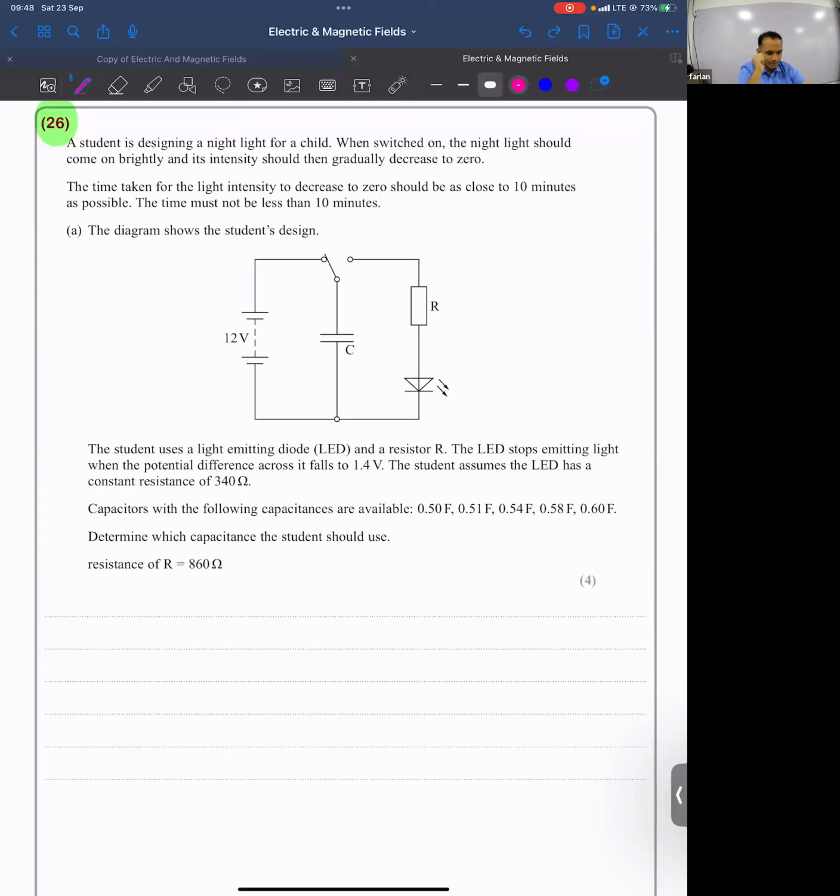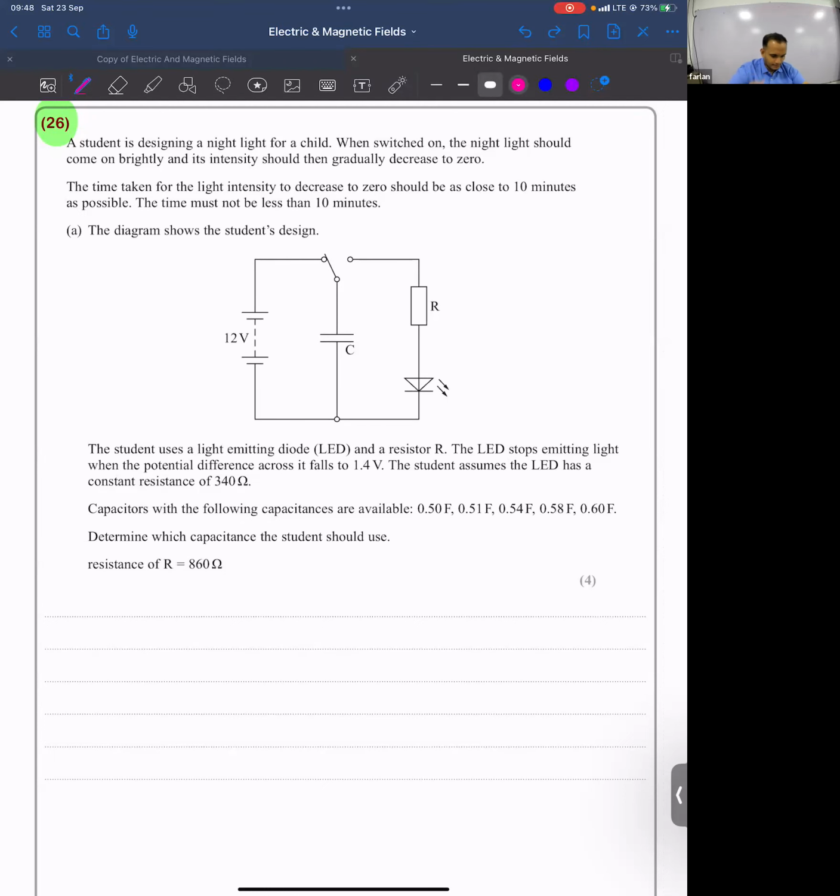The time taken for the light intensity to decrease to 0 should be as close to 10 minutes as possible. The time must not be less than 10 minutes. 9.99 minutes is not okay, but 10.1 minutes is okay. Understand? Fine. The diagram shows the student's design.